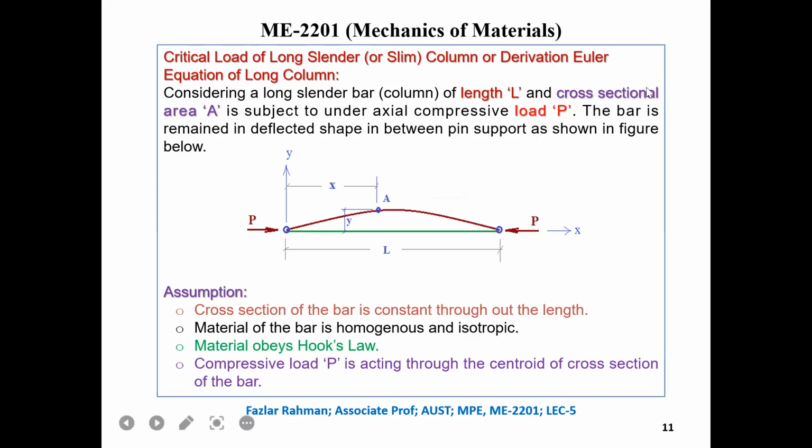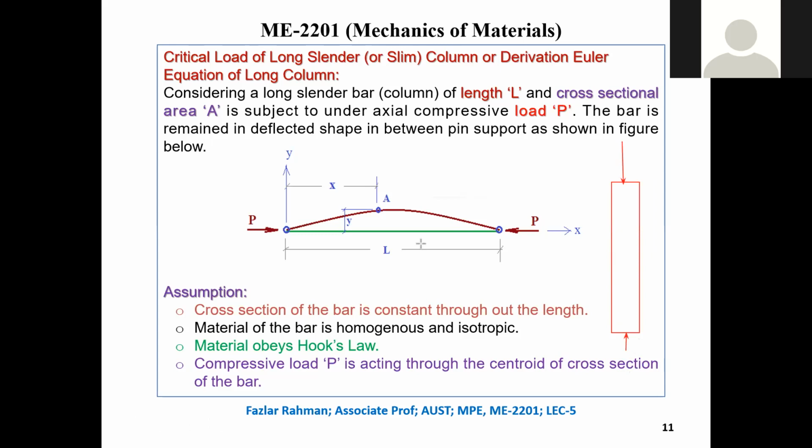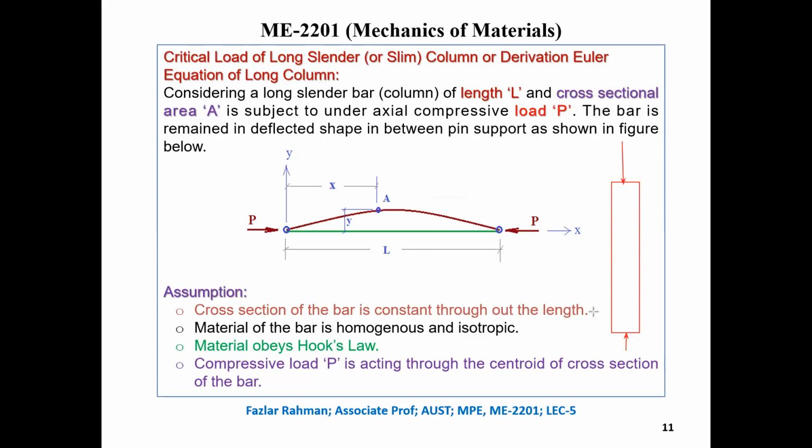So let me draw some cases. We have this kind of, say, rectangular cross section of a column. If you apply load through the center of the cross section, then if this is a long column, we'll use the Euler equation. And if this is a short column, we'll use the Johnson equation.